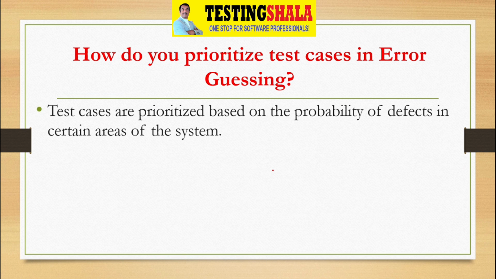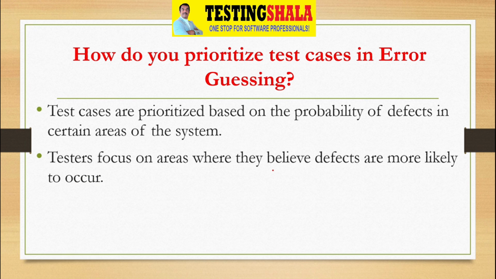And the next one would be, how do you prioritize test cases in error guessing? The test cases are prioritized based on the probability of defects in certain areas of the system, and testers will be more focused on the area where we can find more defects.